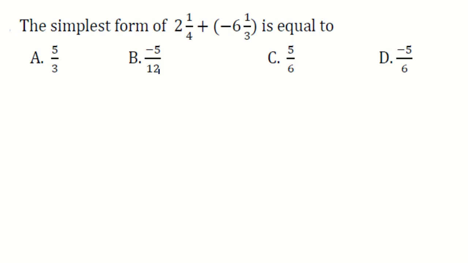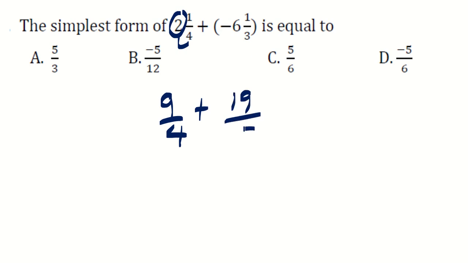The next question, again, simplest form, simply adding. So we have to convert the mixed fraction into an improper fraction first. So 2 will multiply the denominator, then add the numerator. 2 times 4 is 8, plus 1, 9 over 4, plus, in the same manner here, 6 times 3 will be 18, 18 plus 1 will be 19. 19 over 3, but negative, don't forget it.